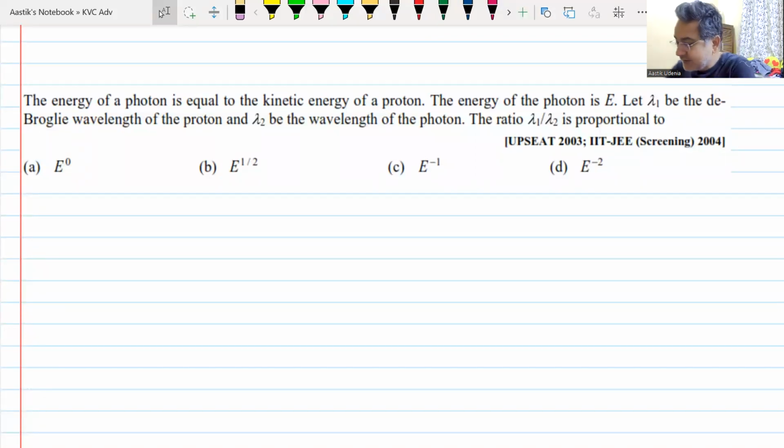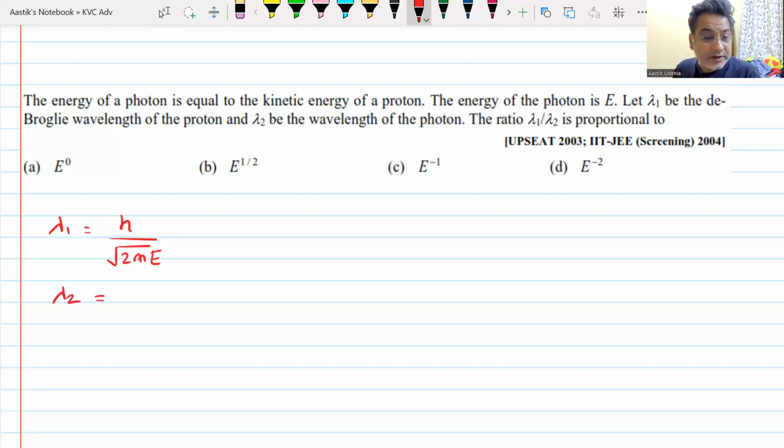Option B, I think, is the correct answer. Lambda 1 is the wavelength of the proton of mass m, which will be equal to h by under root 2mE, where E is the kinetic energy of the proton. Yes, I hope I have not used photon. Lambda 2 is the wavelength of the photon, which is hc by E. Yes or no? Yes, sir.